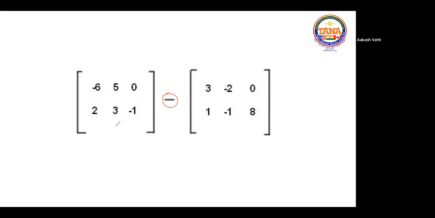All right, so for this one, you do -6 minus 3 to get the first position. So you get -9, 5 minus -2, which is 7, because 5 minus -2 is just 5 plus 2. 0 minus 0, 0. 2 minus 1, 1. 3 minus -1, 4. 1 minus 8, -9. And that is your answer.